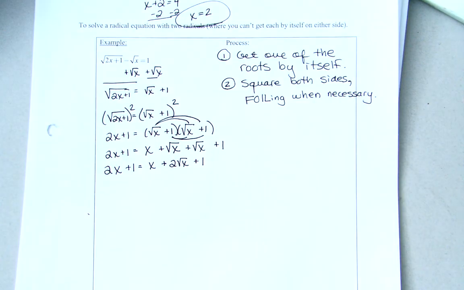What's the problem? There's still a root. Before, I was basically able to get rid of the root with just one step. I did some squaring, and my roots were all gone. I still have a root left. How do I get rid of a root? Square. Can I do that right now?